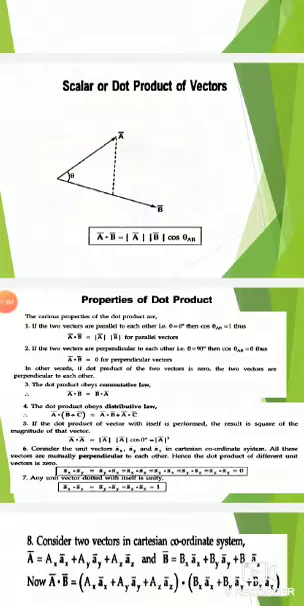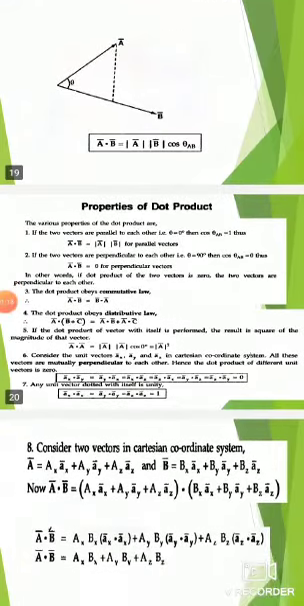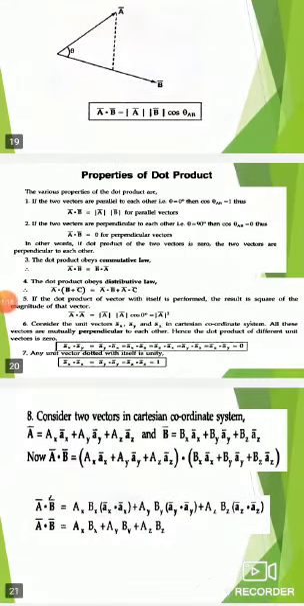Also, if a vector is dotted with itself, then it is mod a square, since they are parallel to each other and the theta value is 0. Then the sixth one is, if the unit vectors are perpendicular to each other, then if they are of different coordinates it will be 0, and if they are of the same coordinates it will be 1.